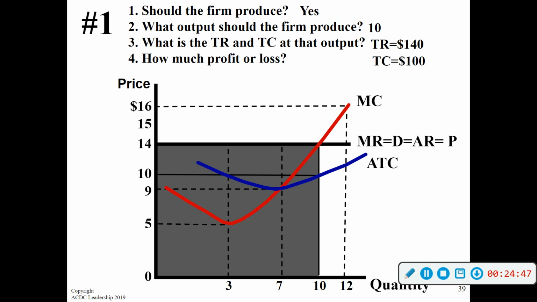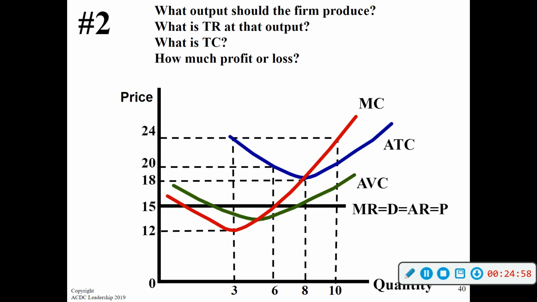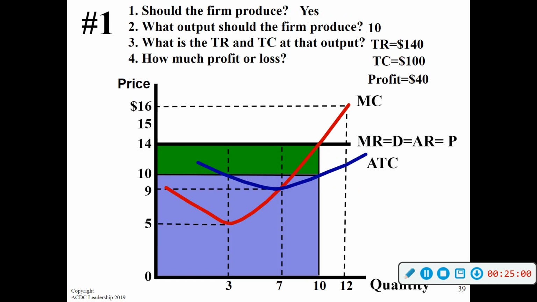So total revenue of 140, total cost is $100, 10 times 10. So if they have revenues of 140 and cost of 100, what's their profit? $40. Great for them, the firm made $40. Going back, you can see it on the graph, or you can find the difference: 14 times 10 minus 10 times 10 gives you 4 times 10, 40. That's another way to find it if you're more of a visual person than a math person.